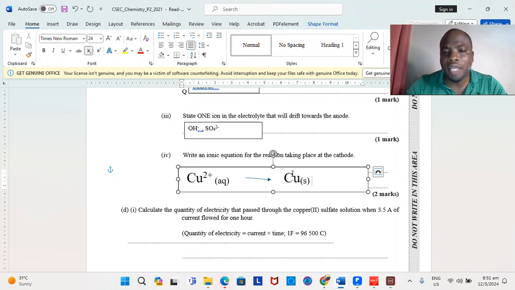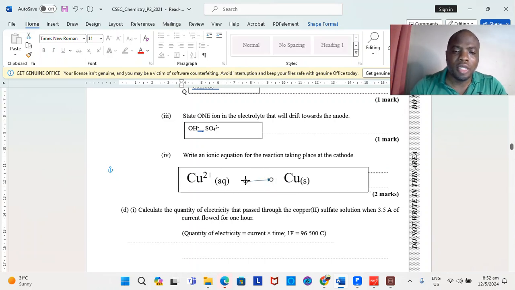Now, another way that you can look at it in terms of electrons, we know we use this phrase RIG, and RIG is reduction is gain of electrons. Now, what was the copper 2 ion doing? It was gaining 2 electrons. And so again, it denotes reduction.